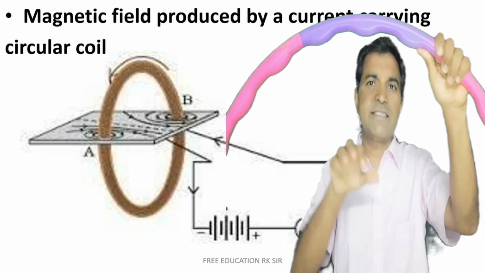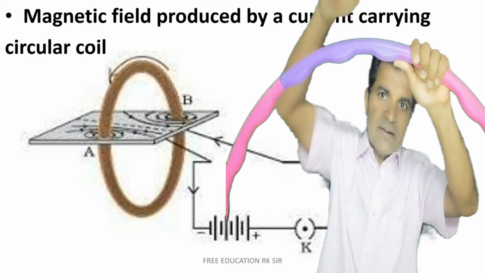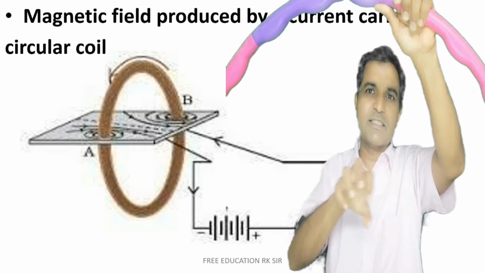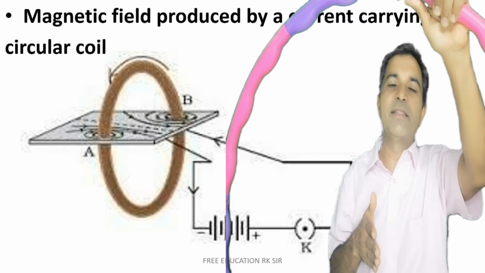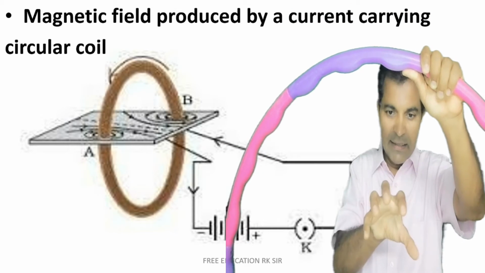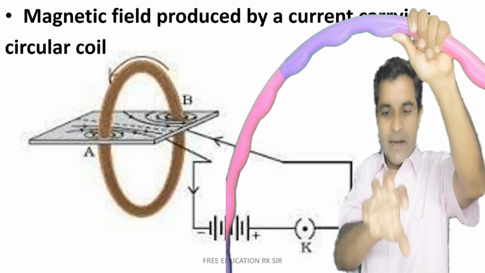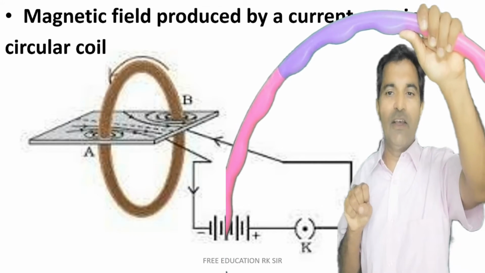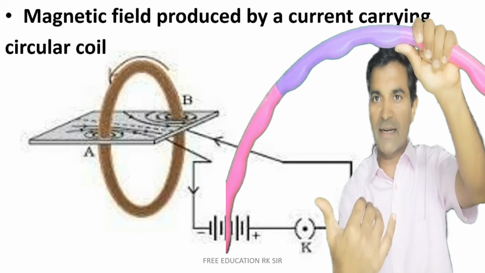If we consider that there are millions of magnetic lines of force coming inside this circular loop, and if we assume that they are straight lines, then it is very clear that if this is the direction of the current, then the circular loops, if they are straight, will come like this. So this is the direction of current, and this is the direction of magnetic field.